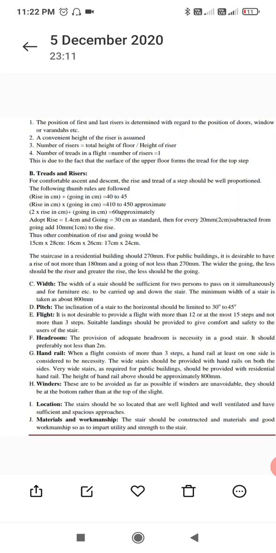Windows. These are to be provided as far as possible. If windows are unavoidable, they should be at the bottom rather than the top of the stair. Location. The stairs should be located so that they are well lighted and well ventilated and have sufficient space for approaches. Material and workmanship. The stairs should be constructed with good material and good workmanship so as to impart utility and strength to the stair.